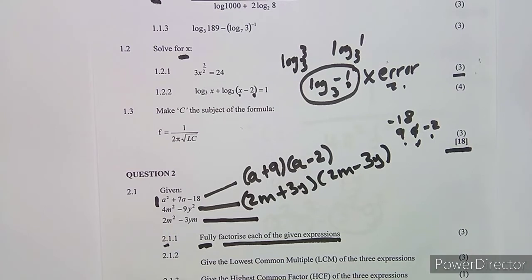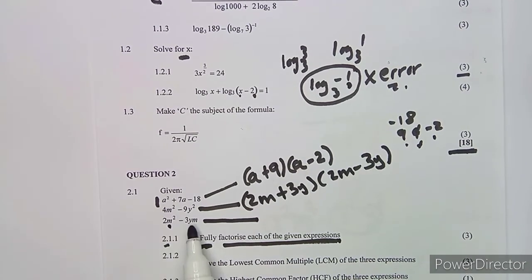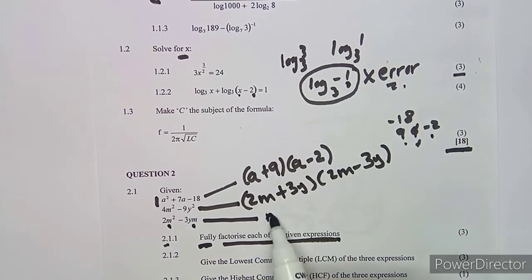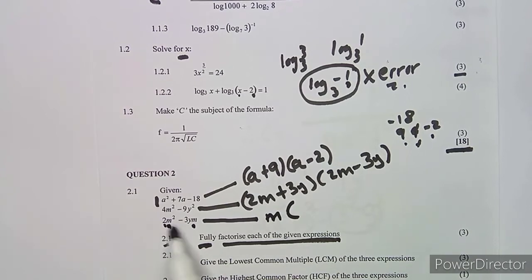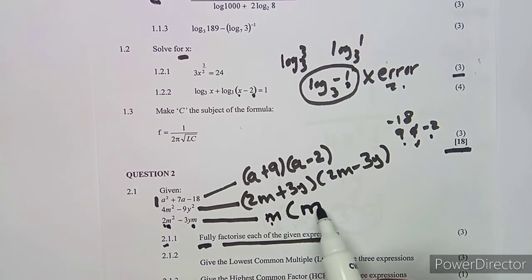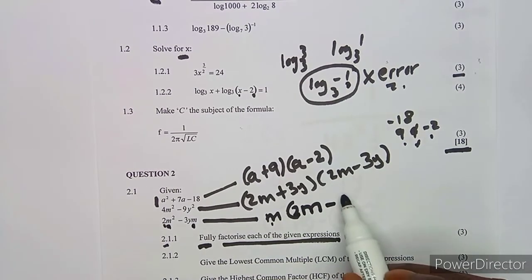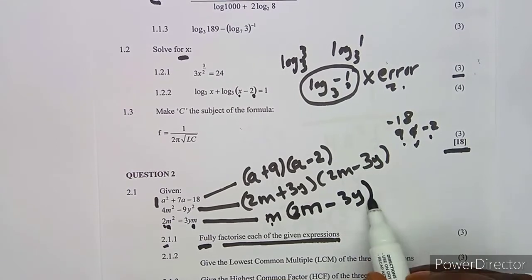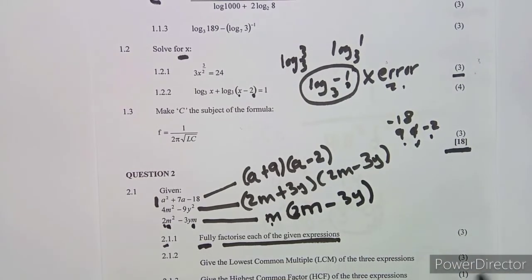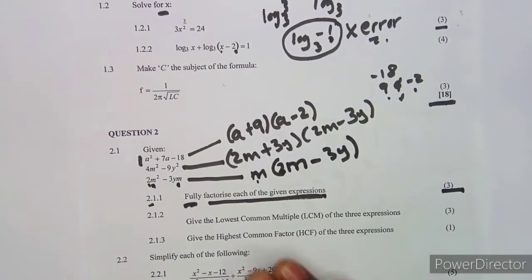All right, then what about this one? Do we have anything common here? Yes, we've got m common, so you can factor m out here. That's 2m squared divided by m, which is 2m. Then m and m, you're going to be left with minus 3y, like this. So that's what you're going to have. As you can see, it's just 3 marks, which means 1, 1, 1 like that.